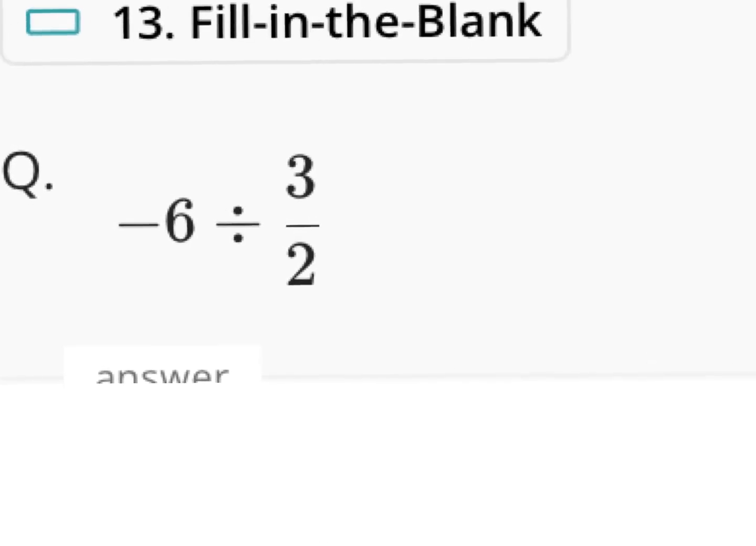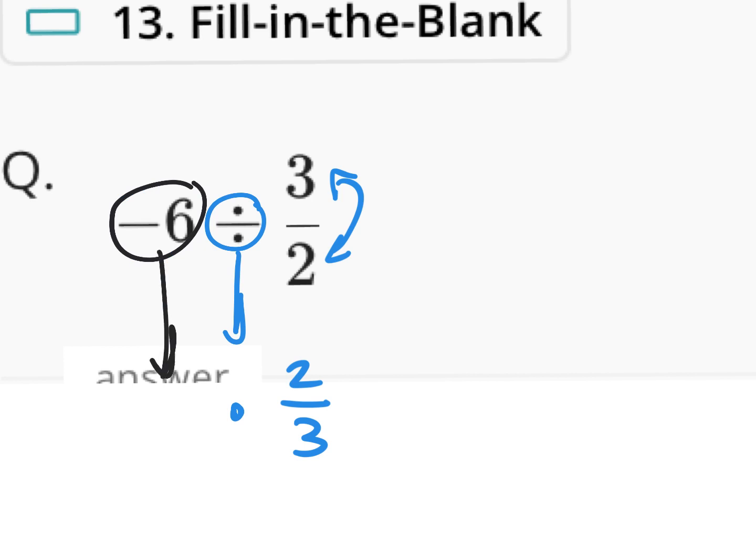Right here we have negative 6 divided by 3/2, and this one is a fill in the blank. Now if you're thinking, well, wait a minute, how am I going to type in a fraction as the answer? Well, first of all, let's find out what the answer is. We said when we divide by a fraction, you really multiply, so that's going to become multiplication by its reciprocal. So the 3/2 becomes 2/3. And this first number, you don't mess with it, just bring it down, -6. So what you really have here is -6 times 2/3. Change it to multiplication, flip the second fraction, that's what we got, -6 times 2/3.